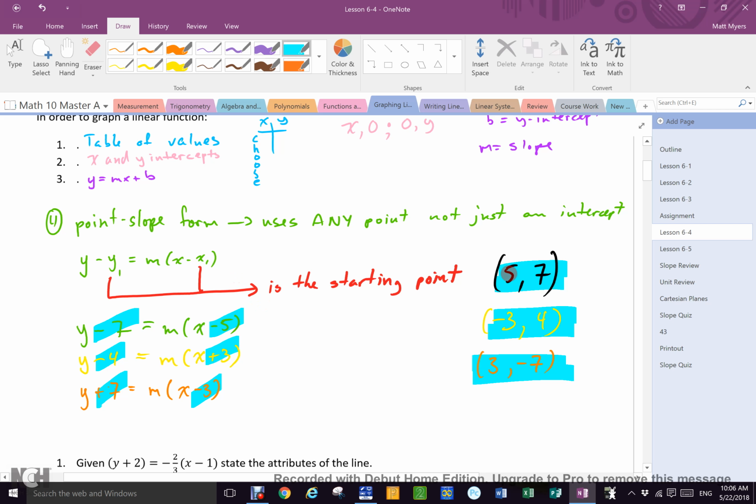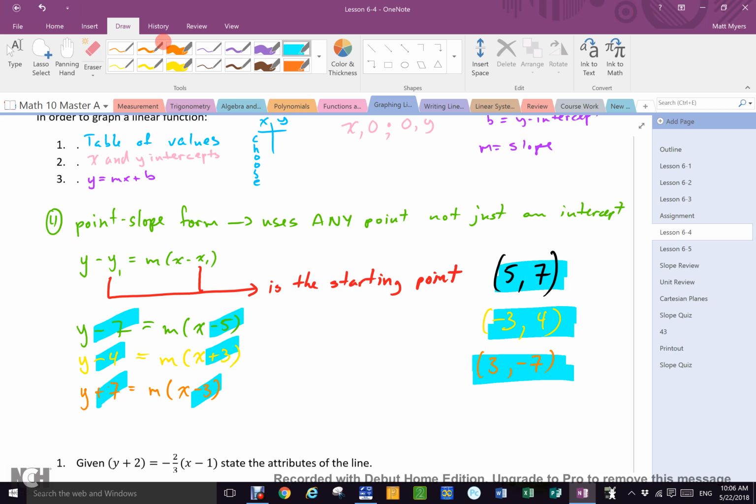What was the actual point on the graph? In the actual equation, what was written? Negative 7. What was the actual point on the graph? When the equation was positive 3, what was the actual point on the graph? Negative 3. When the equation was negative 4, what was the actual point on the graph? Positive 4. Does everybody understand?